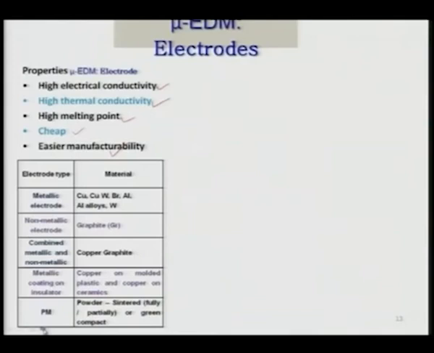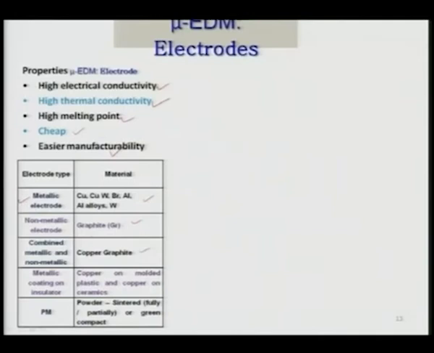You can have the metallic electrode, where you can use copper, tungsten, brass, etc., various kinds of materials. Then you can have non-metallic electrodes made of graphite. Please note that graphite is an electrically conducting material. You can also have combined metallic and non-metallic electrodes, like copper and graphite.